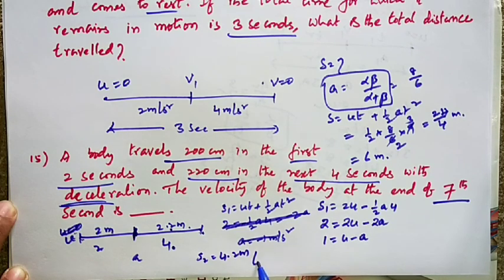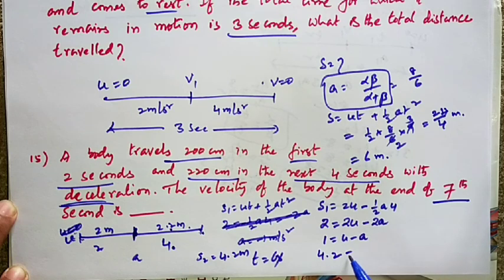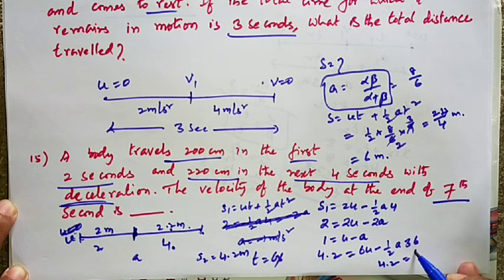4.2 meters, and total time how much? 6 seconds. Now you apply S is equal to ut plus half at square. Therefore 4.2 is equal to u into 6, that is 6u, minus half into a into 36. 6 square is 36. This can be written as how much, Nana? 4.2 is equal to 6u minus 18a. This is equation 2 and this is equation 1.